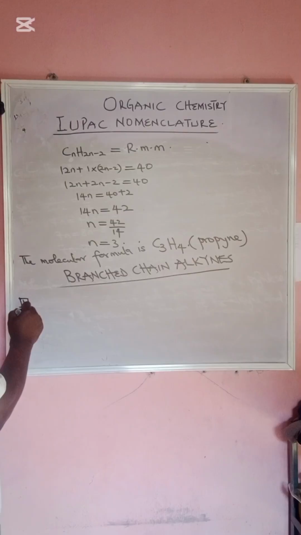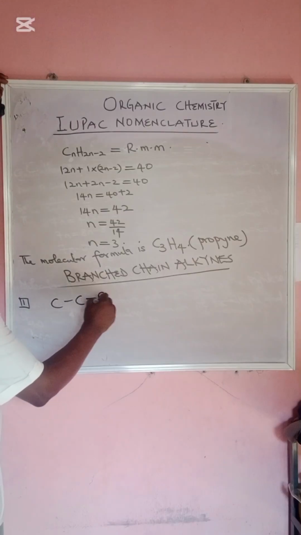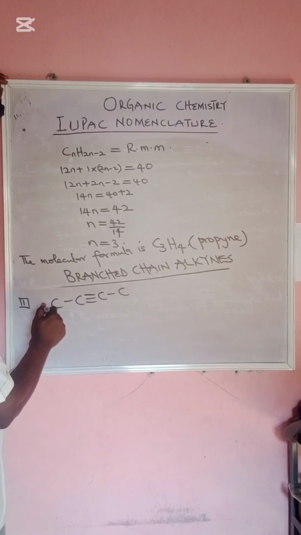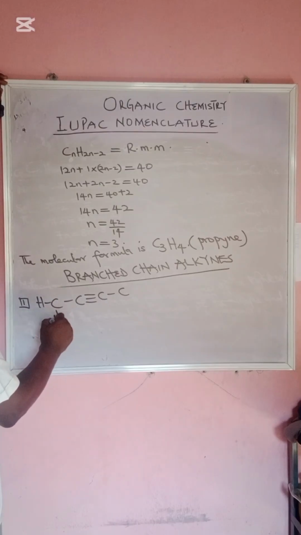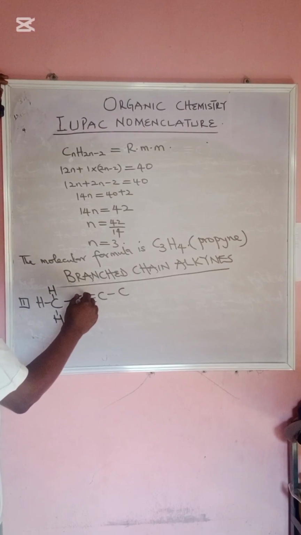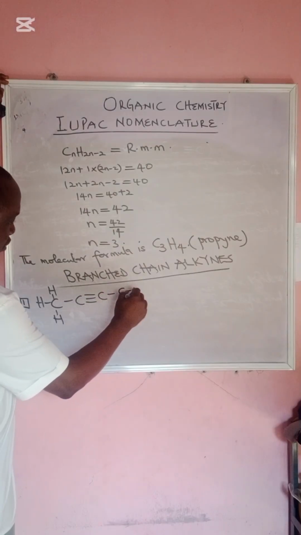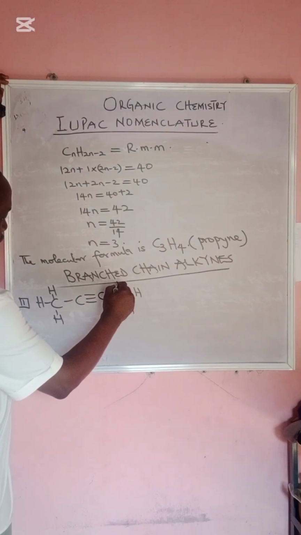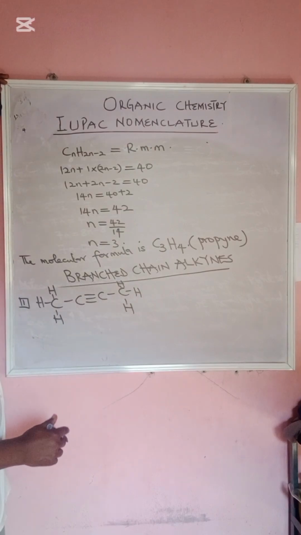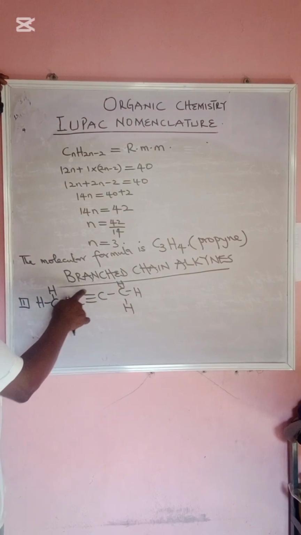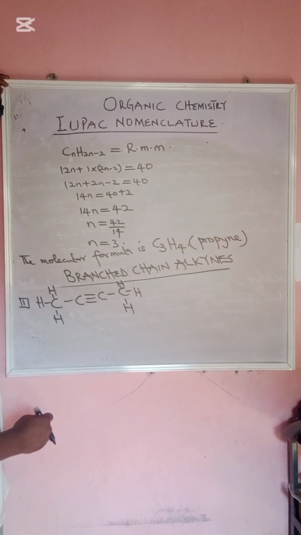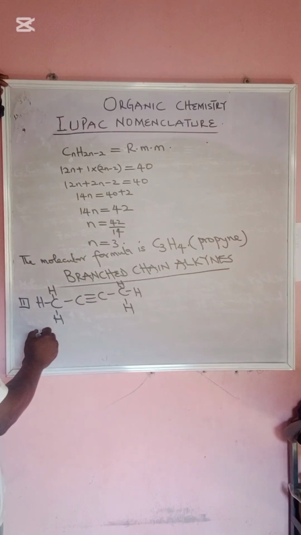Example 1. If you are given something like this, you have the triple bond, carbons 1, 2, 3, 4. You cannot add hydrogen again. This can be written as C4, molecular formula C4H6. That is H6. Take note of that.